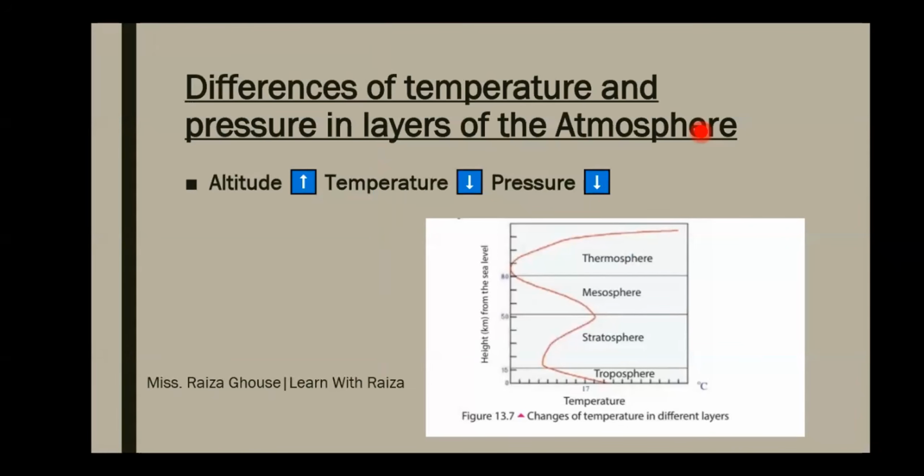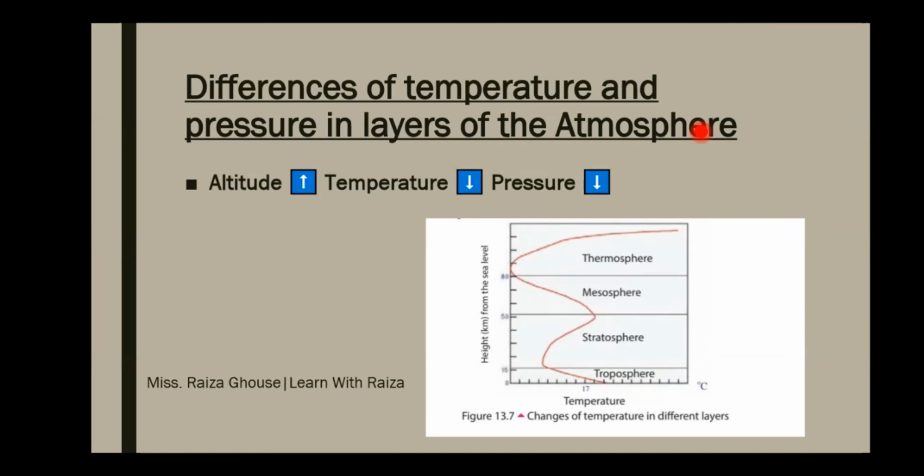Differences of temperature and pressure in layers of the atmosphere. Now I told you that temperature and pressure change when the altitude changes. When we were discussing altitude, I taught you that. So the temperature and pressure in all the layers of the atmosphere are different. Now we are living in the troposphere layer, right? What will happen to the temperature and the pressure when you go up from the troposphere layer? That means when you go to the stratosphere, thermosphere and so on, when you are traveling in a jet, what about the temperature? What about the pressure there? So those things we are going to see here.